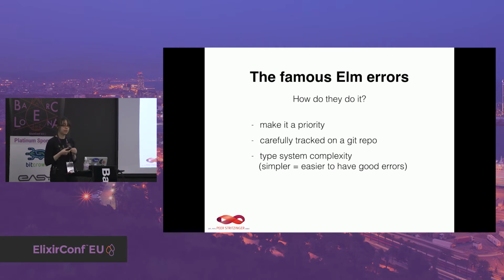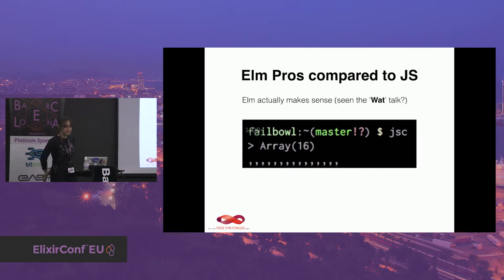And also, it's because Elm made a very conscious choice about type system complexity. So it's more powerful than Java, way more powerful than Java, but the type system is less powerful than, say, Haskell. And that helps when making good error messages because there are fewer moving bits around. So that is something that made good error messages possible as well. And also compared to JavaScript, you know, Elm actually makes sense. I don't know if you've seen the WAT talk, but at some point in JavaScript, if you wrote array 16, you will get 16 commas. That doesn't make sense.